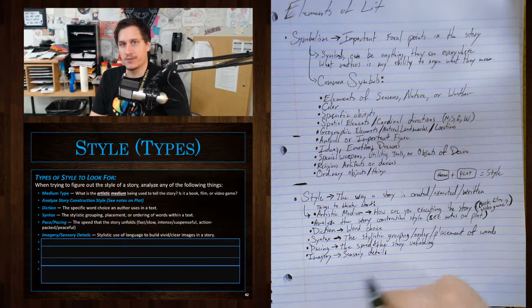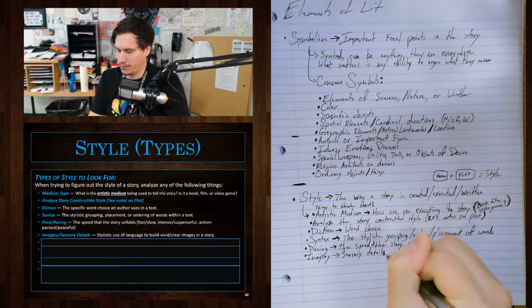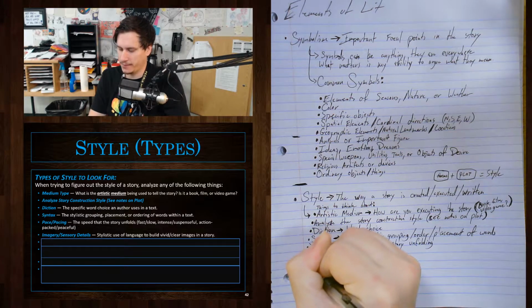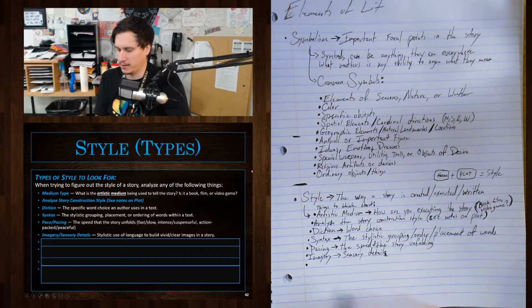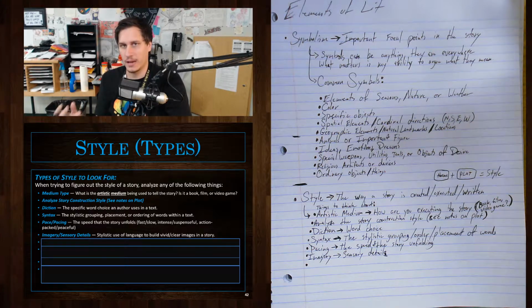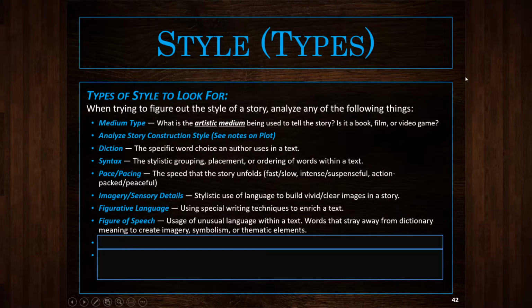Imagery also is very connected with symbolism. So can you make the reader imagine a symbol? Good, then it would be imagery. All right. The definition for imagery is going to be language that makes the reader able to imagine whatever it is. Next, you have these two terms, figurative language and figures of speech.